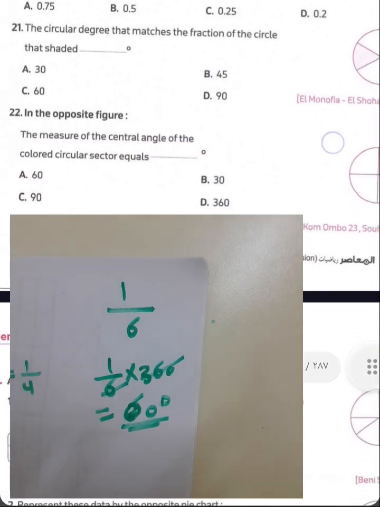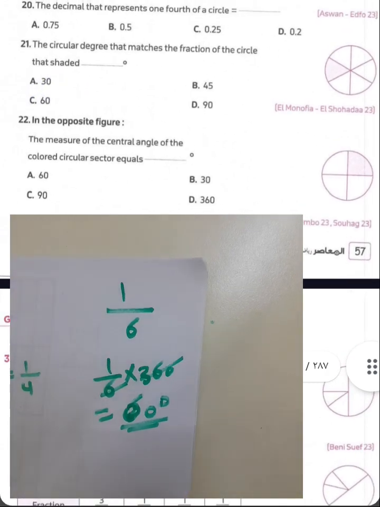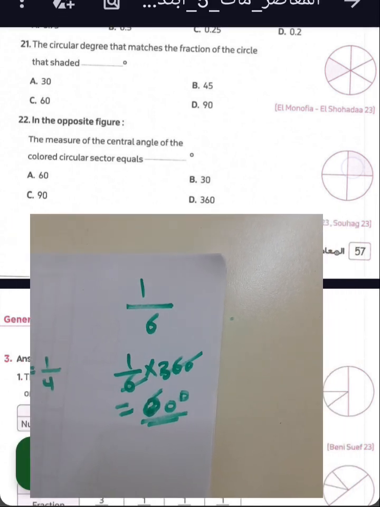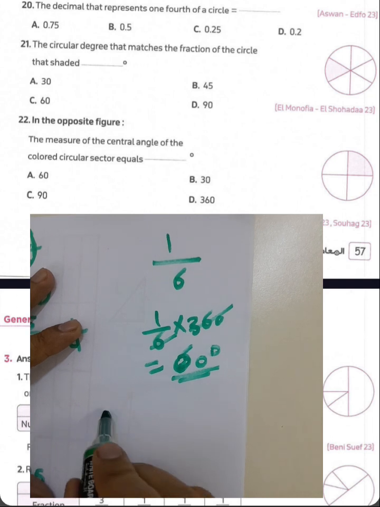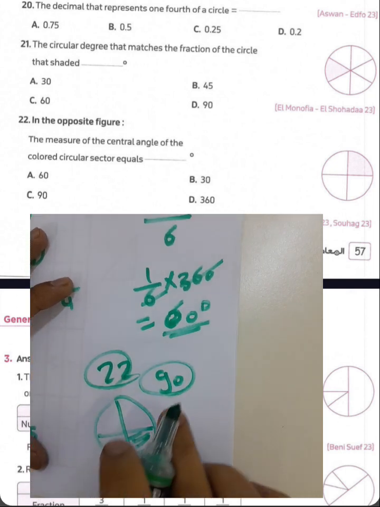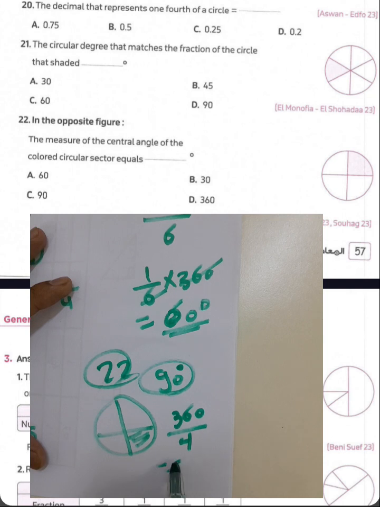Question 22, in the opposite figure, the measure of the central angle of the colored part, it will be a quarter, equal to 90 degrees. He colored a quarter part. A quarter versus 90 degrees. Choose letter C for question 22, 90 degrees. This part here, he colored a quarter of the circle, a quarter versus 90 degrees. Or you can write 360 divided by 4 equals 90 degrees.